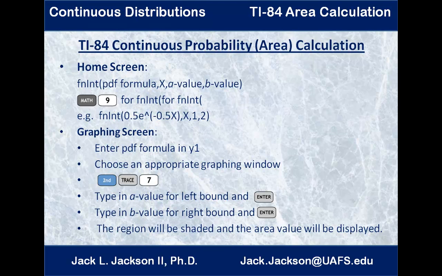Next, we enter the PDF formula in y1 if we want to see a graph of it, and choose an appropriate graphing window. Sometimes that takes a little trial and error to figure out. Then we want to do second trace 7. Second trace is calc. Number 7 is the integral. It'll ask you for left bound. Type in whatever your A value is, and then enter. And then for right bound, type in whatever your B value is, enter. And the region will be shaded, and the area value will be displayed.